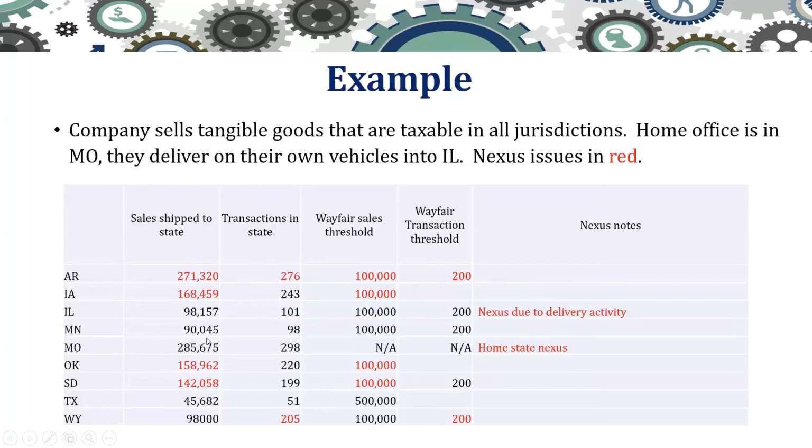Minnesota, we're underneath. Texas, we're underneath, no issues. Missouri, we have nexus, that's where our home office is and everything. Oklahoma, South Dakota, both in excess of the sales threshold. In Wyoming, we only met the transaction threshold, but regardless, we met a threshold. So this is what you do to figure out which states you might have an issue in.